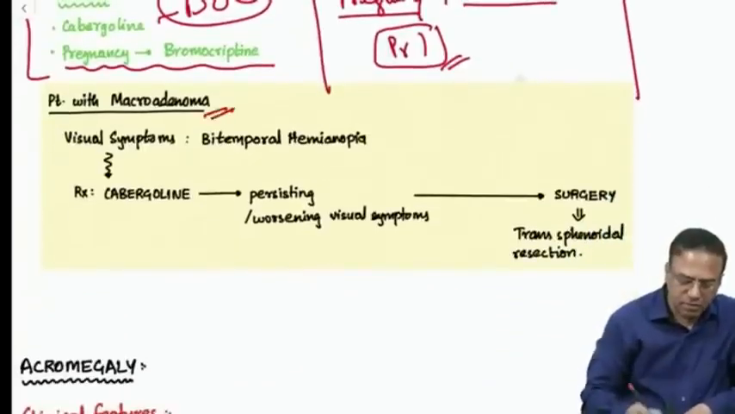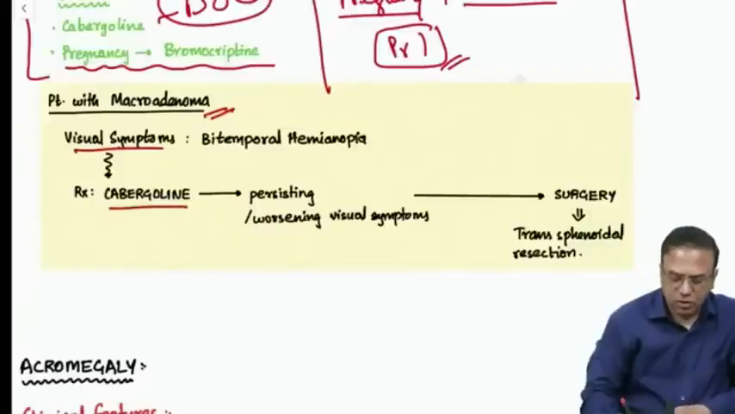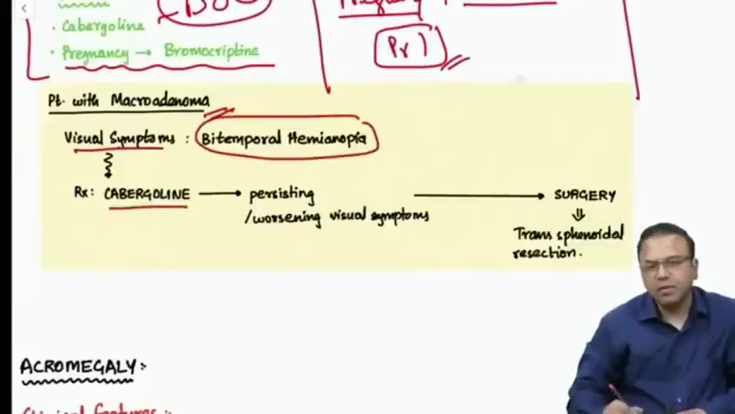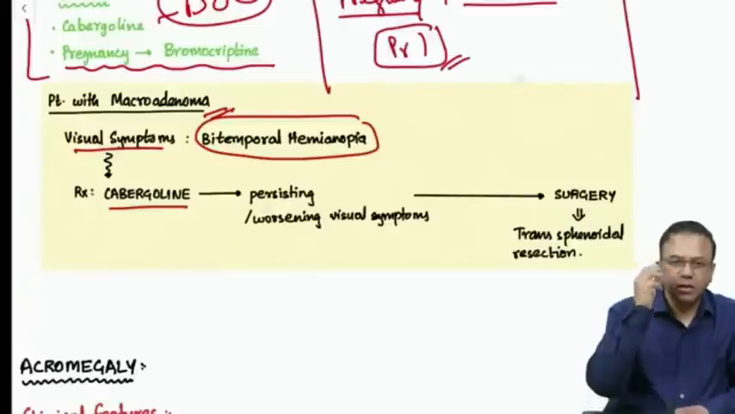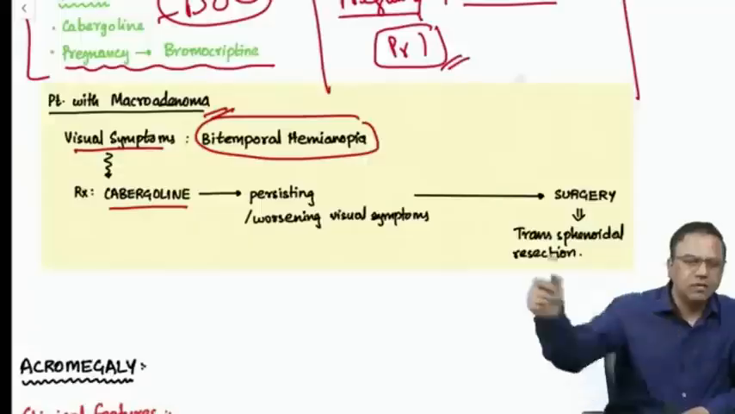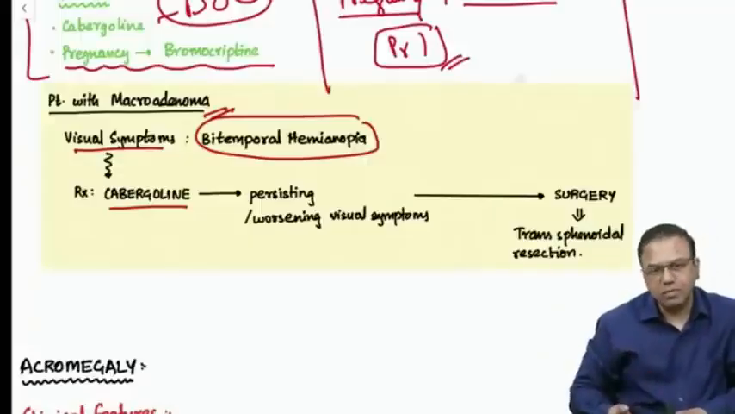If you see a patient with macroadenoma, and the patient has visual symptoms, what do you want to do? Okay, what visual symptoms can you get in these patients? You can get bitemporal hemianopia. Remember, the tumor enlarges from below, it will compress the optic chiasma. So this is going to result in the patient developing bitemporal heteronymous hemianopia.